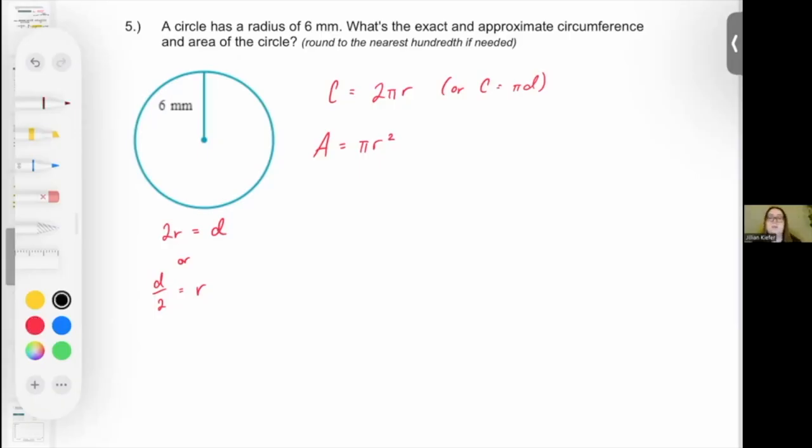We have 2 parts of this question. We want the exact and the approximate circumference. The exact calculations here mean that you will leave it in terms of pi.